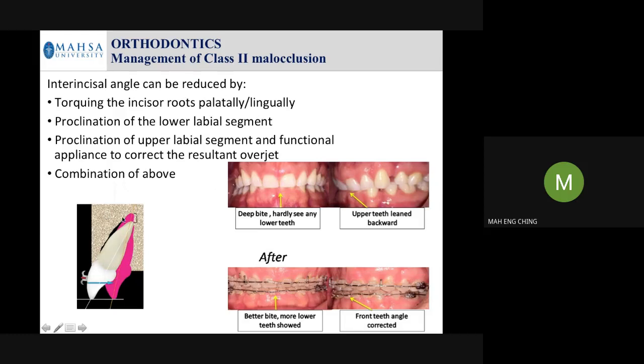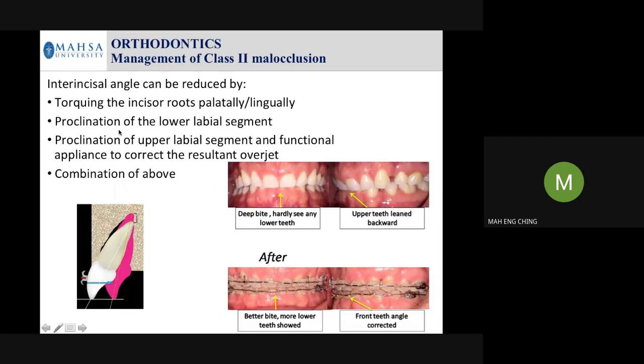Imagine this is a picture. See the root, you can move it forward and backward. That's how we change what we call the torque of the upper incisor or the lower incisor. So when we talk about torquing of the upper incisor root, it means we can move the root forward labially or backward palatally. That's how we change the incisor angle.